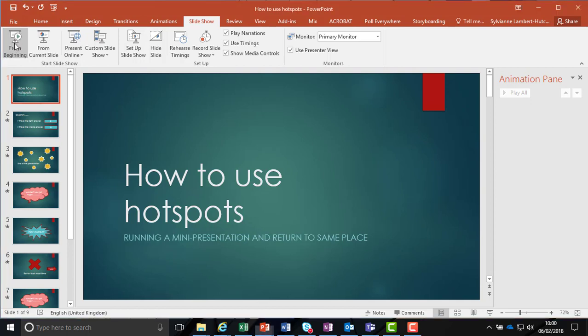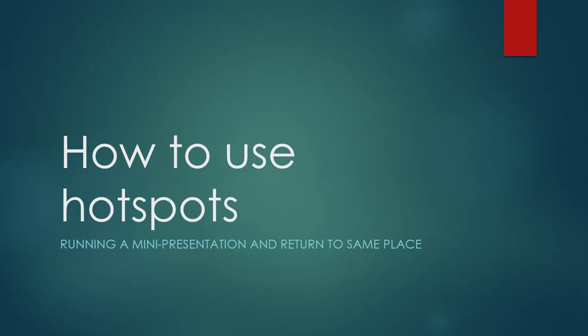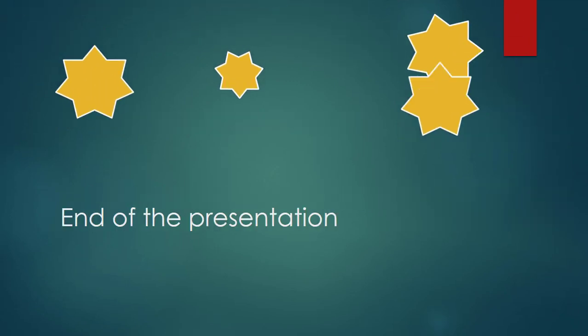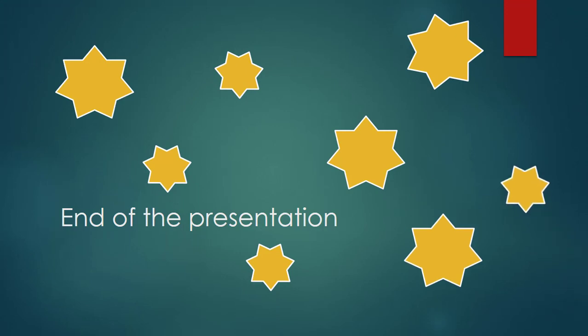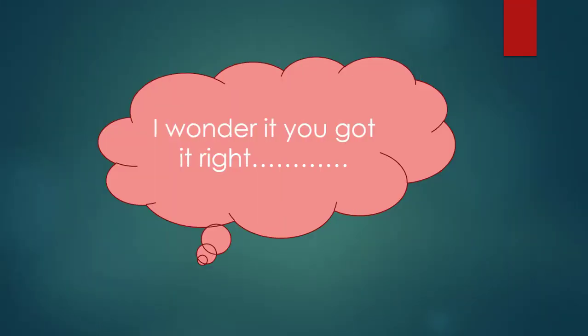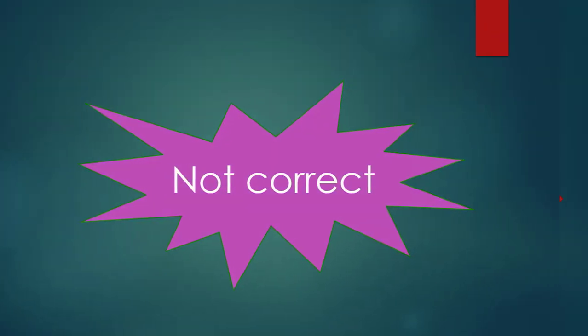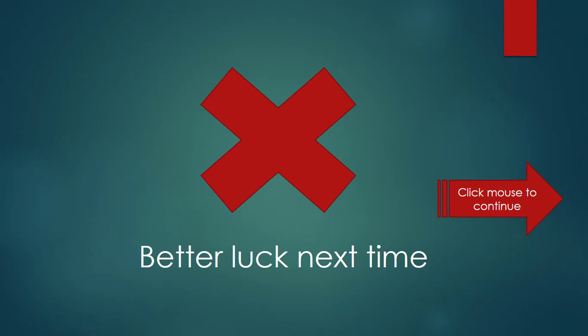So if I click on from the beginning, what it's going to show you is how to use hotspots. Then it gives you the question with the two options. Then it will say, there's the end of presentation. And here we're now going to see the extra little bit where it says, I wonder if you got it right. And it's all automatic, so I don't need to press a button. It says not correct. And it says better luck next time. That's automated. So it goes from one slide to the next without me having to press any buttons. And it will pause here.